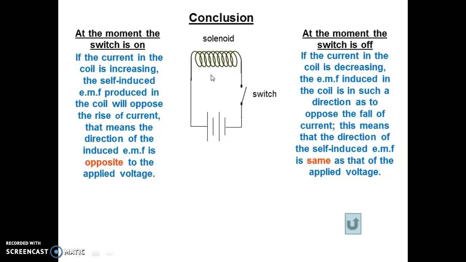So the conclusion: at the moment the switch is on, if the current in the coil is increasing, the self-induced EMF produced in the coil will oppose the rise of current. That means the direction of the induced EMF is opposite to the applied voltage. And at the moment the switch is off, if the current in the coil is decreasing, the EMF induced in the coil is in such a direction as to oppose the fall of current. This means that the direction of the self-induced EMF is the same as that of the applied voltage.